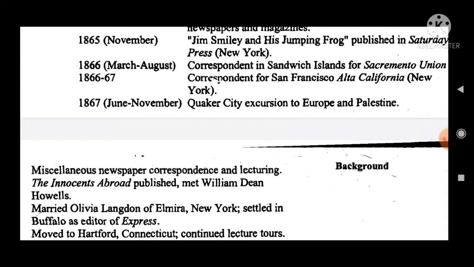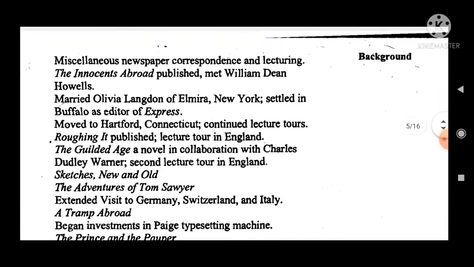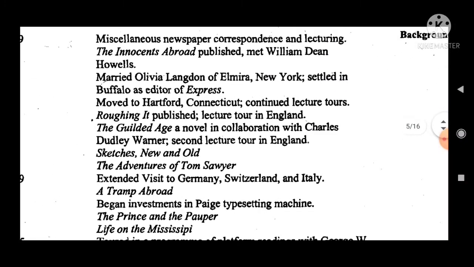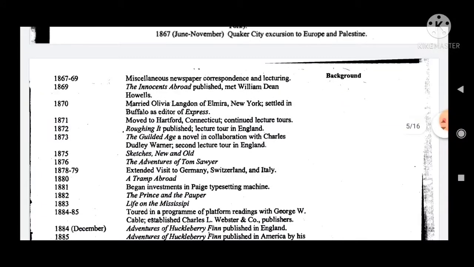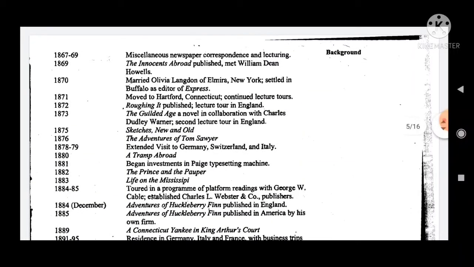1867 June to November, Quaker City excursion to Europe and Palestine. Then 1867 to 69, miscellaneous newspaper correspondence and lecturing. Then 1869, The Innocents Abroad published. Met William Dean Howells. Then 1870, Mark Twain married Olivia Langdon of Elmira, New York.